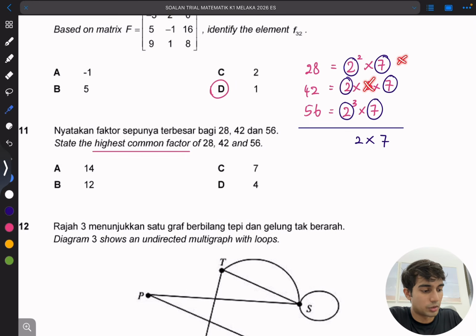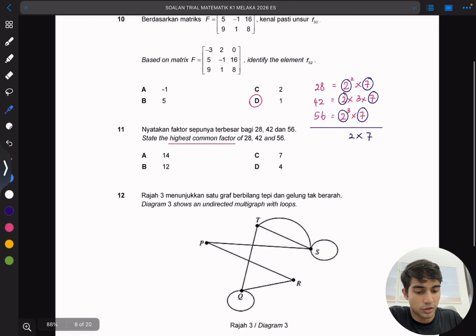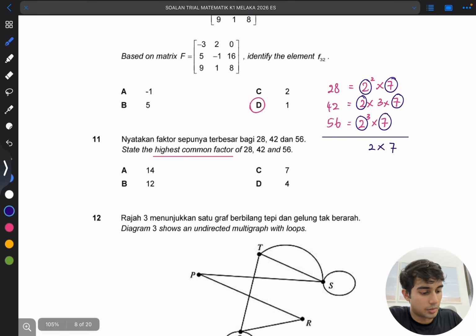Okay, this guy has no 3, this one no 3. So the highest common factor is 2 times 7, which is 14. Done. If you want to do lowest common multiple, LCM, there's another method.